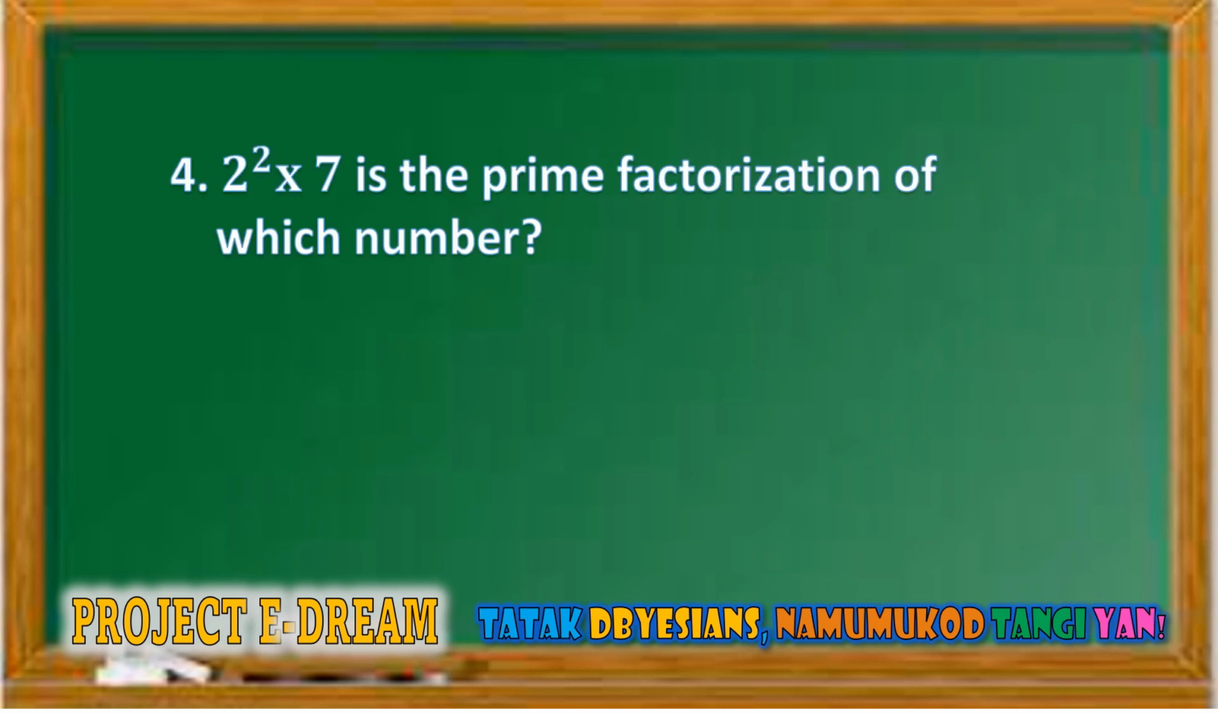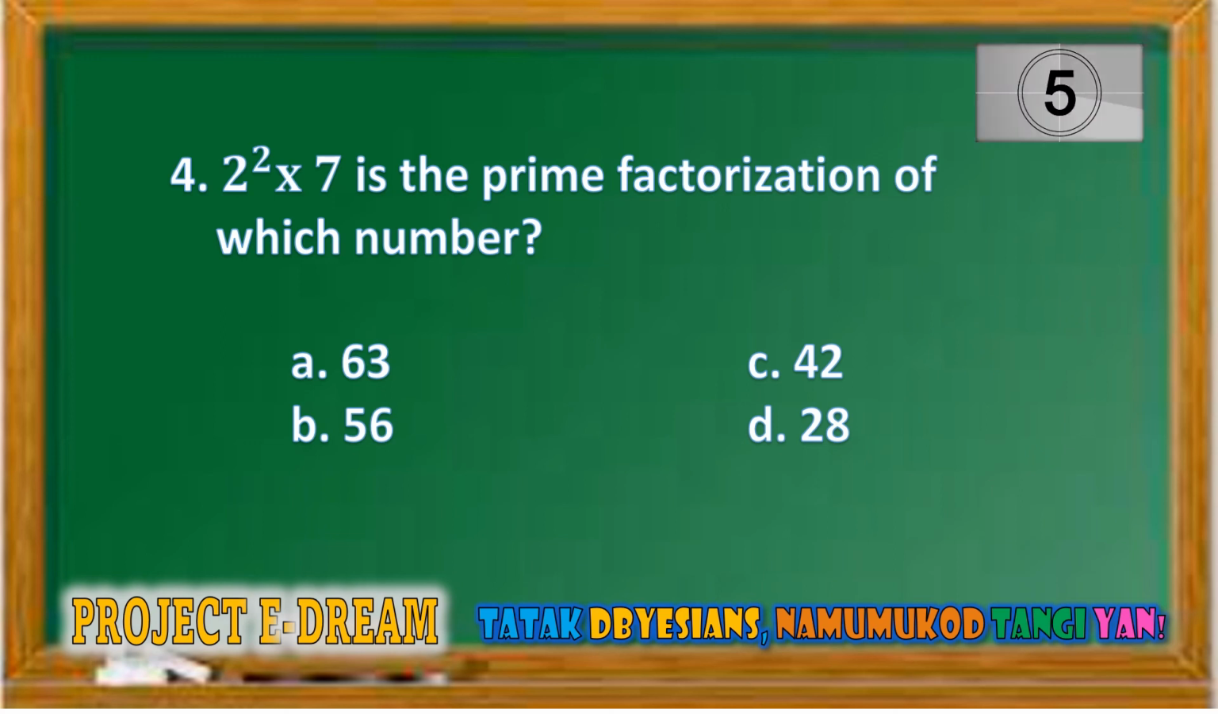Number 4. 2 to the second power times 7 is the prime factorization of which number? A. 63. B. 56. C. 42. And D. 28. Go! Very good!